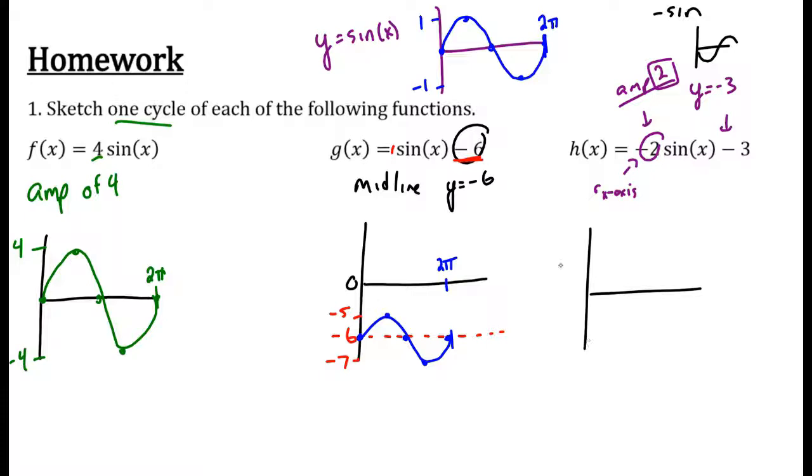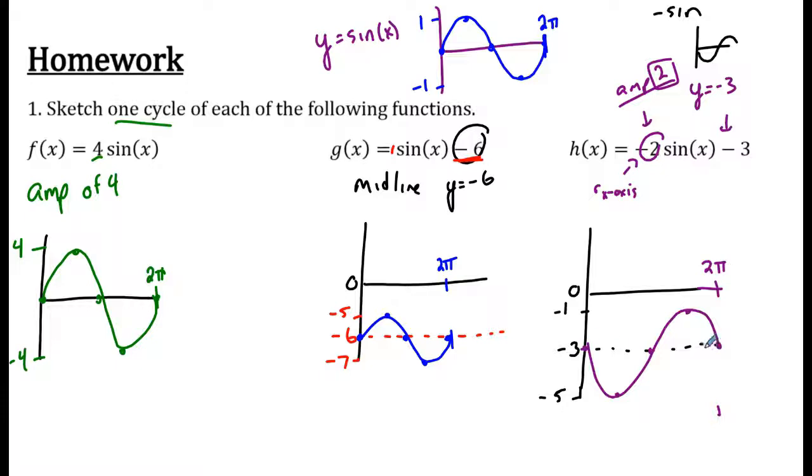So my midline is down here at -3. Let's label that 0. I'm still going up 2, because my amplitude is 2, and down 2. Except I need a little valley first. So I'm going to go down because that number out front is negative. There is my sine curve. There's one cycle of my sine curve, and it stops at 2 pi.